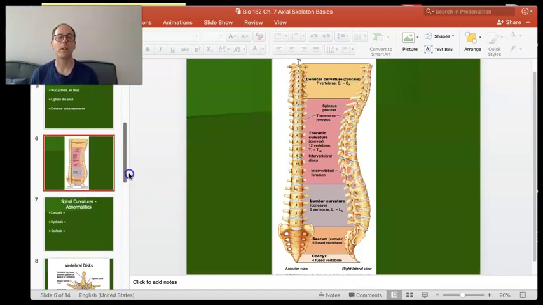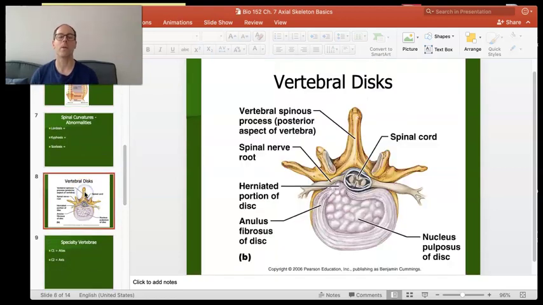Those are abnormalities, and generally those happen because of changes to the musculature. Now, between the vertebrae, we have these intervertebral discs, and they're very, very important. They act as shock absorbers. These intervertebral discs sit between the bodies of the vertebrae, so when you put pressure on them, you don't have bone crushing against bone.